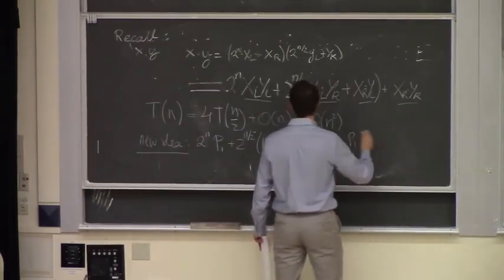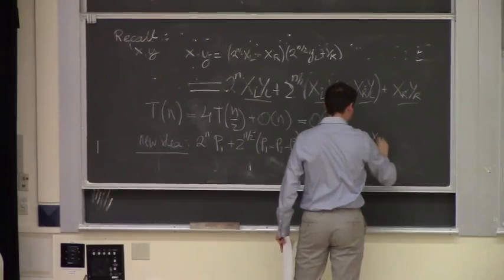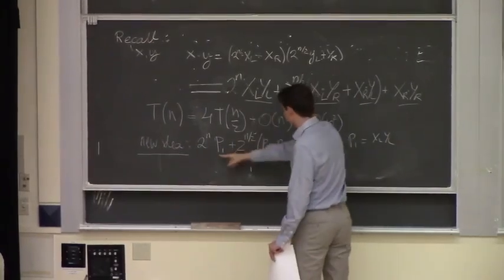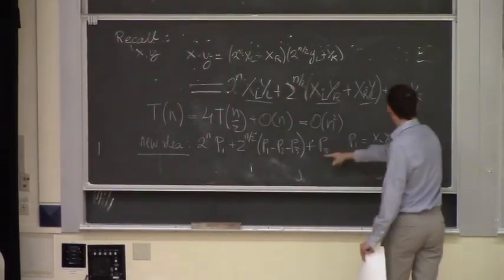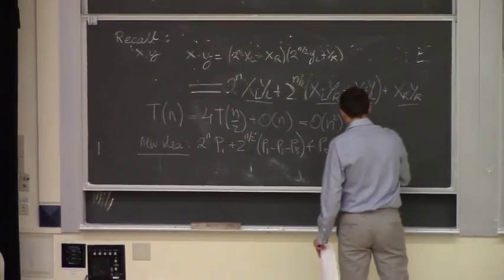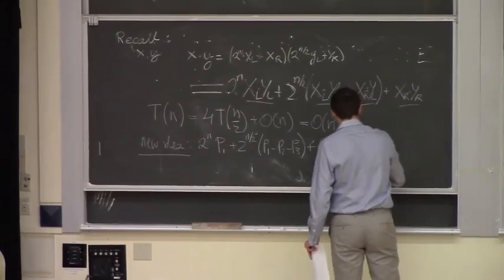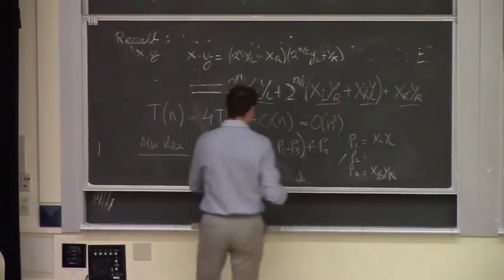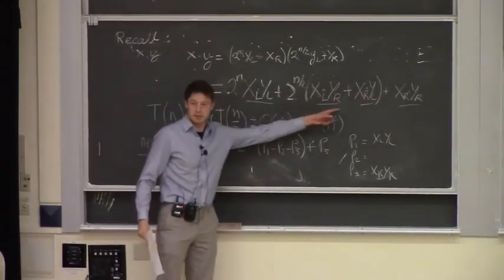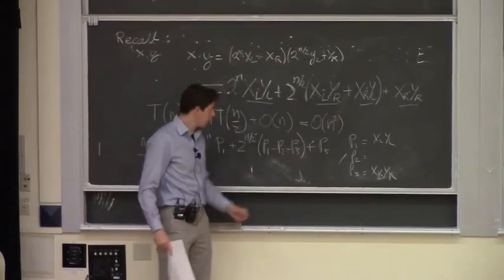Well, P1 is just the product of XL and YL. So this matches this here. P3 is just the product of XR and YR. And P2, well, let's see. Here we want to get the 2 cross terms, right? So what should I get?